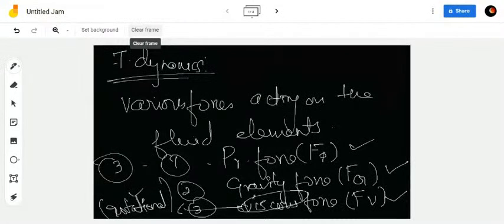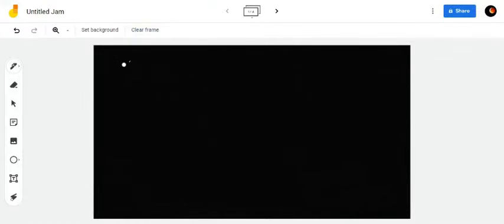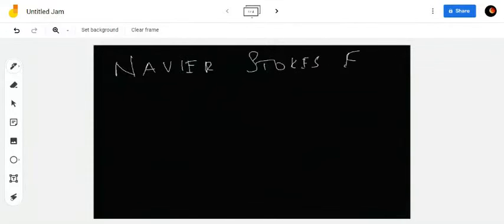So what deals with all these three types of forces, we'll look into it. The first one is the Navier-Stokes equation. In Navier-Stokes analysis, all the three major forces will be taken into account.